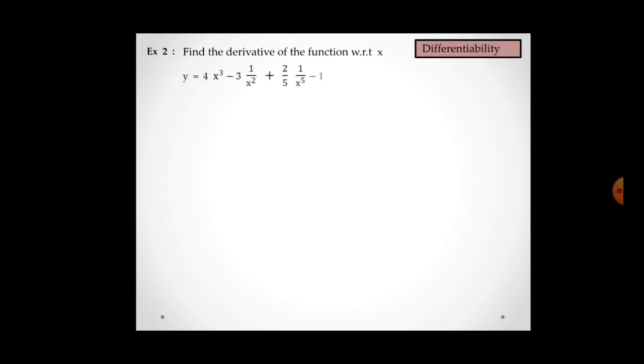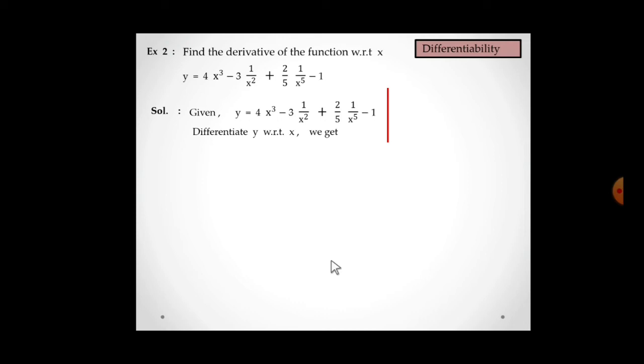Okay, let me continue. Next example, find the derivative of the function with respect to x. y is equal to 4x cube minus 3 into 1 upon x square, plus 2 by 5 into 1 upon x raised to 5 minus 1. So the y function is this. Now see the solution. Given that y function, now differentiate with respect to x.